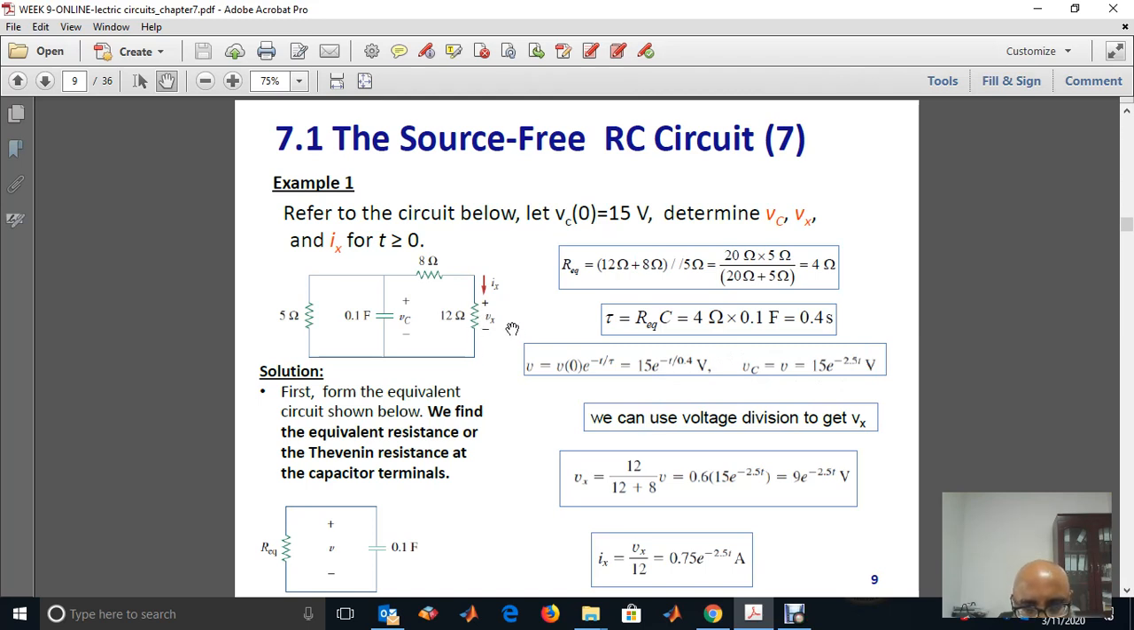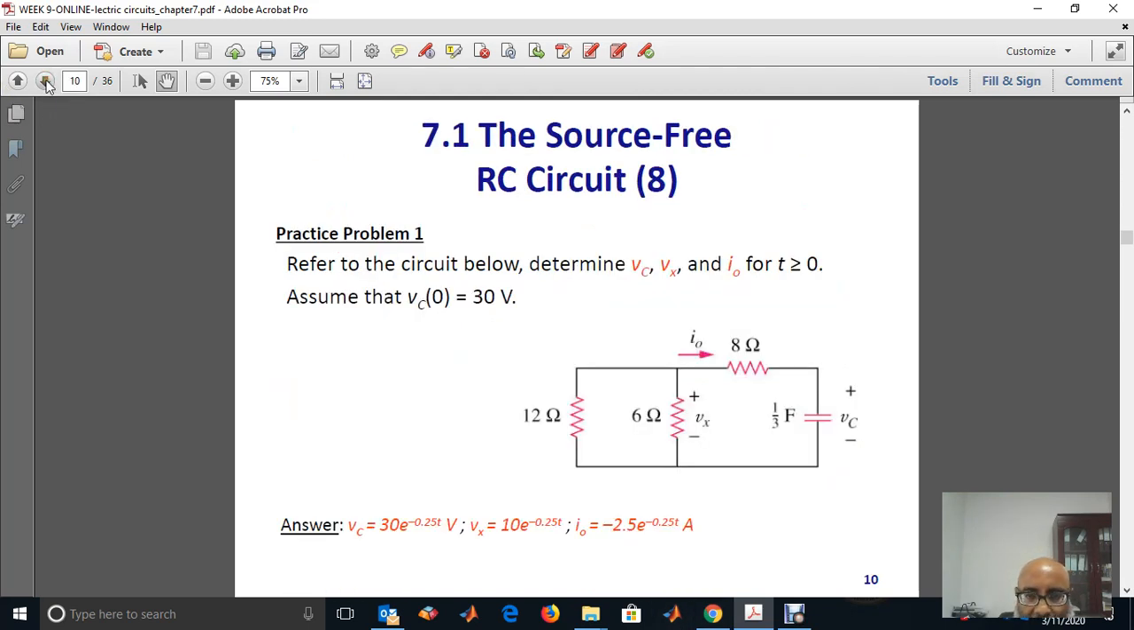What is the voltage across the 12 ohm resistor? The voltage across the 12 ohm resistor, we can find it by voltage division, which is V of x is equal to V, the capacitor voltage, times 12 over 12 plus 8, which is given by this relation. And of course, the current through the 12 ohm resistor is Vx over 12. You can do this practice exercise during your class time, and also after your class time you can do this also.